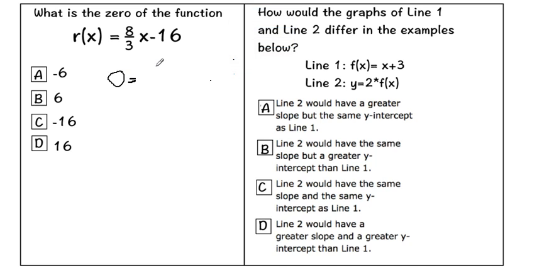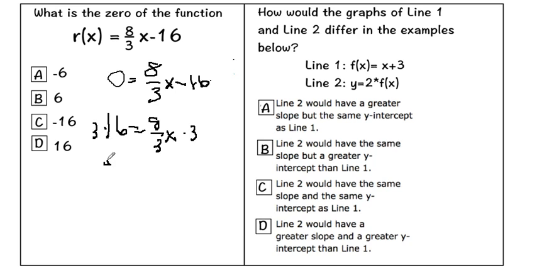is equal to 8/3 x minus 16. So we're going to solve it for 0. We're going to find out what x is. So we're going to add 16 to both sides. We would get 16 is equal to 8/3 x. And then to get rid of the fraction, we're going to multiply by 3 times 3.